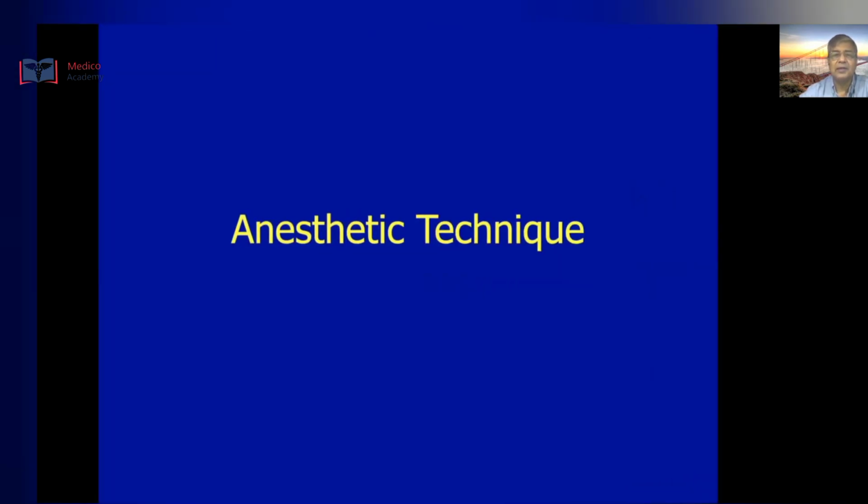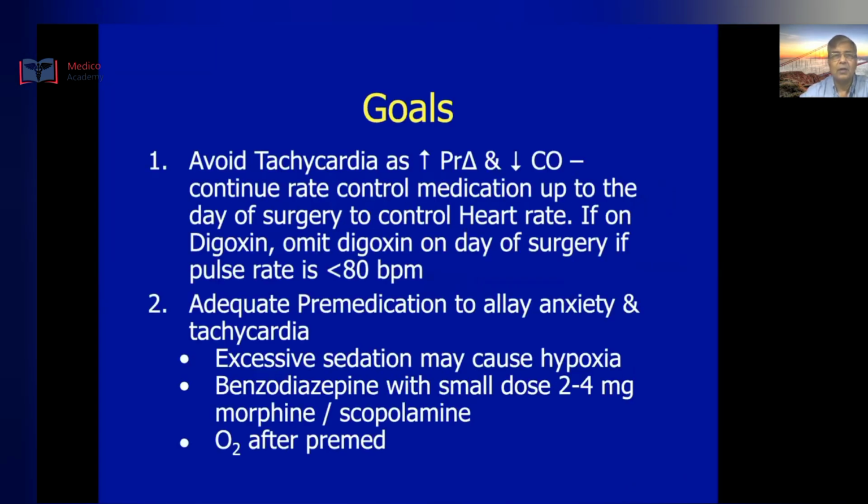What are the anesthetic techniques to be followed? The goals of anesthesia are: number 1, avoid tachycardia, as it increases the pressure gradient and decreases cardiac output. For this, we have to continue the rate control medication up to the day of surgery to control the heart rate. If the patient is on digoxin, omit digoxin on the day of surgery if the pulse rate is less than 80 beats per minute.